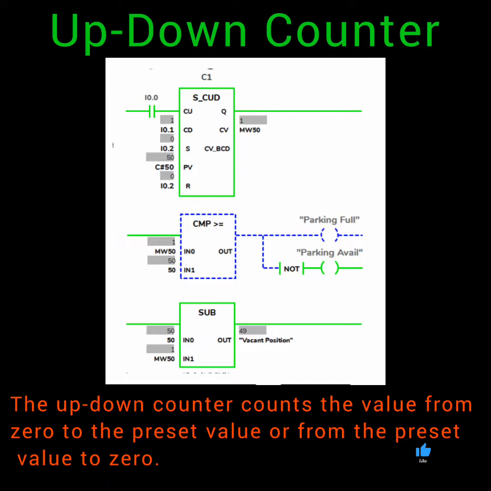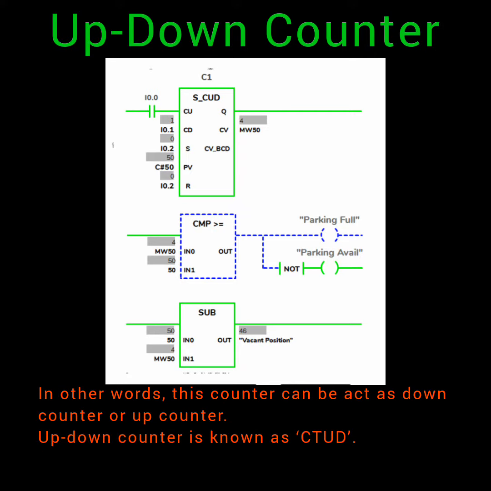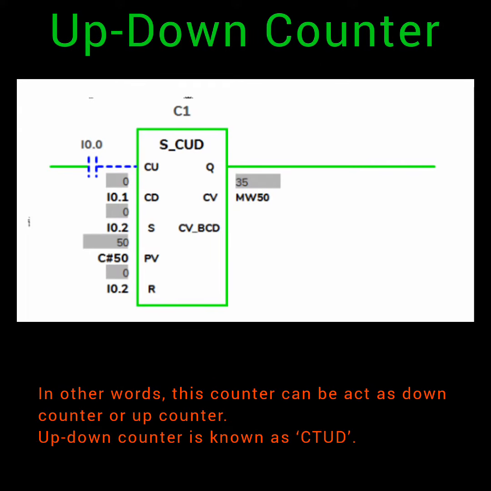The up-down counter counts the value from 0 to the preset value or from the preset value to 0. In other words, this counter can act as a down counter or an up counter. Up-down counter is known as CTUD.